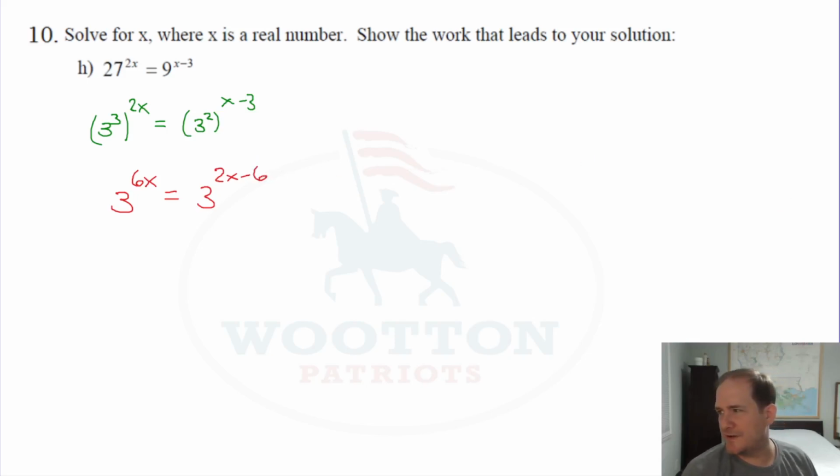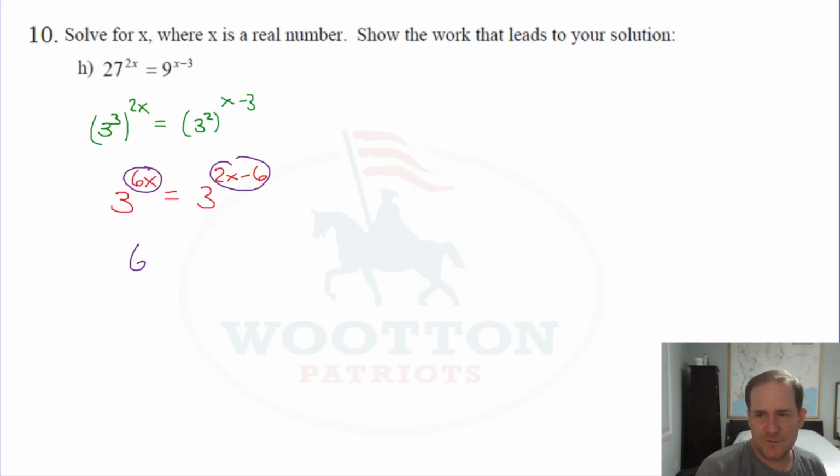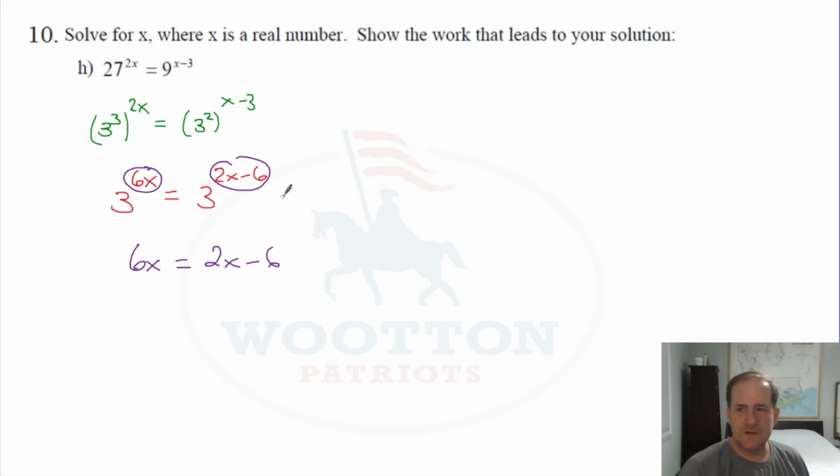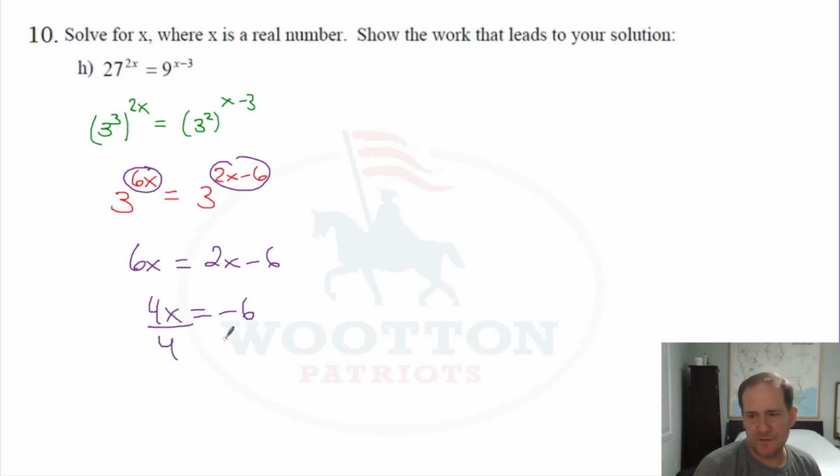And at this point we can invoke a rule called the one-to-one property that says if these things are equal, then the exponents have to be equal. The bases are already equal. So for the whole expression to equal the whole expression, it would have to be true that the 6x equals 2x minus 6. So we're just kind of making an intuitive leap here, but it's fair, we're allowed to, and we can solve this. We subtract 2x to get a 4x that equals negative 6, then we divide by 4. Then of course we do not forget to simplify. These are both divisible by 2, so you get negative 3 halves.